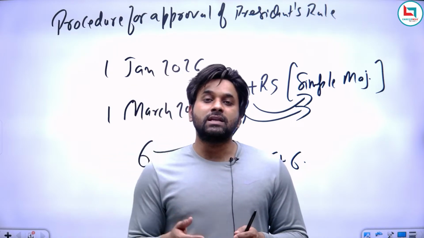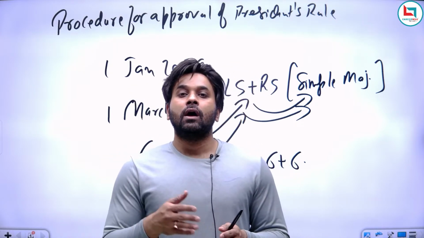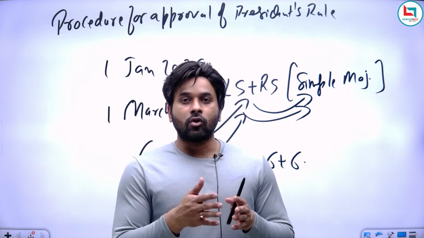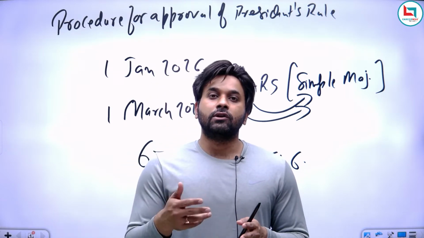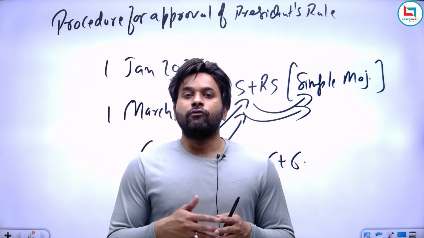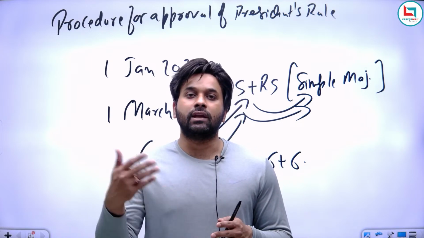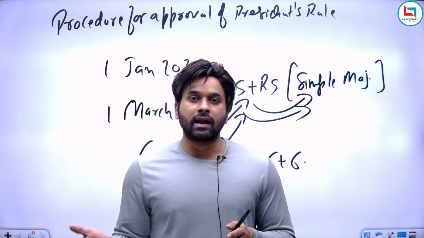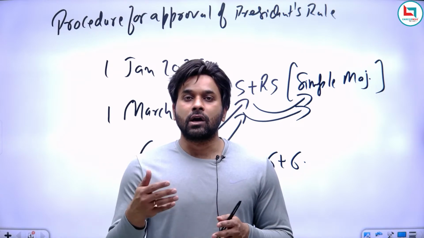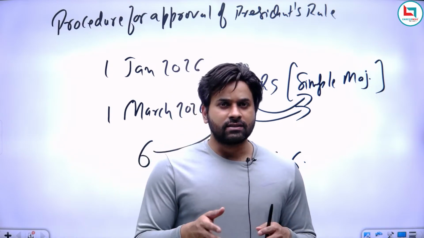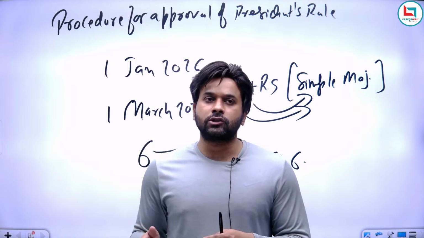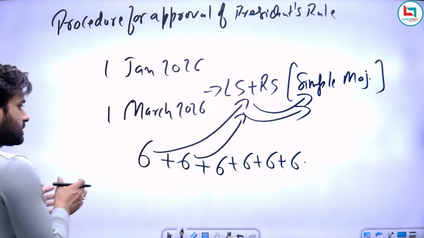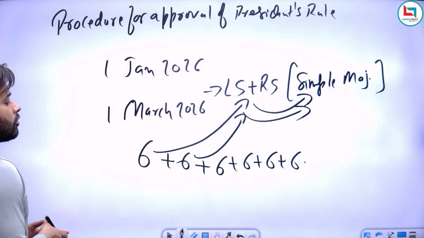Because in Punjab, the President's rule continued for around 5 years. Why 5 years? See, 3 years according to the constitution, and after that there were 2 separate constitutional amendment acts for extending President's rule for 1 year. So that is why in the state of Punjab, because of the 2 constitutional amendment acts, the President's rule continued for 5 years. Otherwise, the constitutional duration of President's rule is 3 years. Okay, so this is the procedure for approval of President's rule.